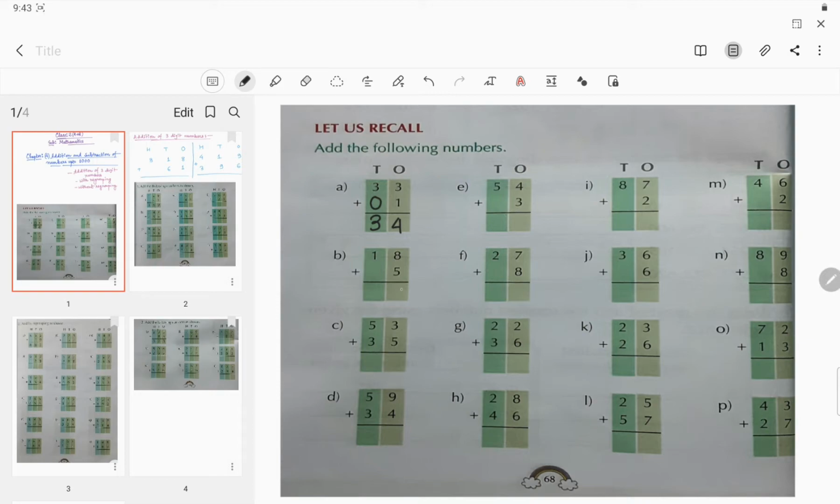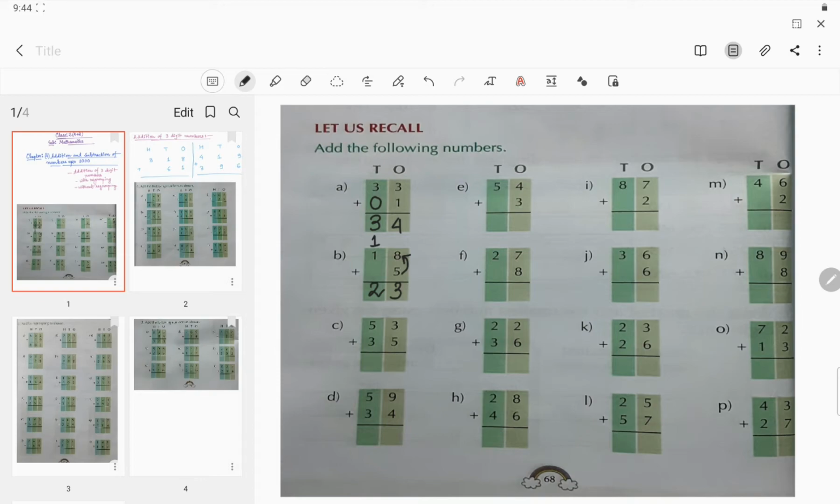Similarly, 5 plus 8 is 13. You are adding the ones place, that is 8 ones and 5 ones, and you are getting 13 ones. So 13 ones means 1 tens 3 ones. That means here you have to put 3 and 1 should be carried over to the next tens place, and now you have to add 1 plus 1 and you will get 2, 23.